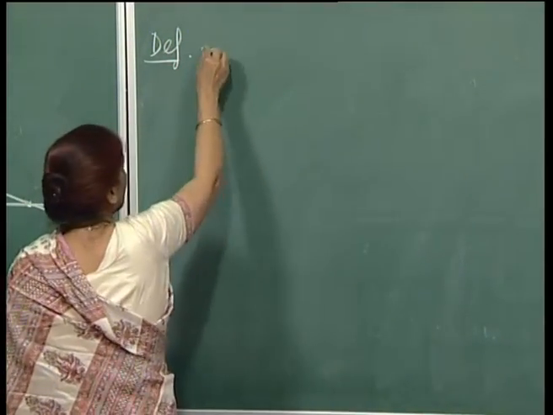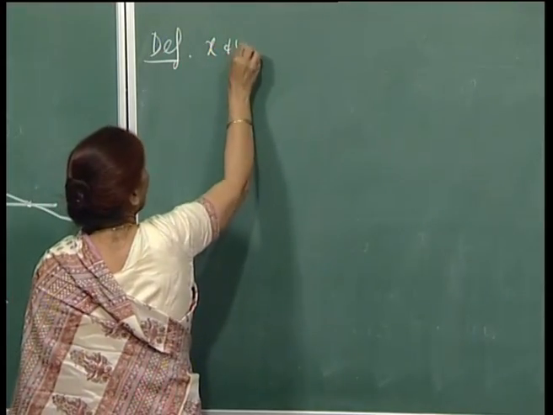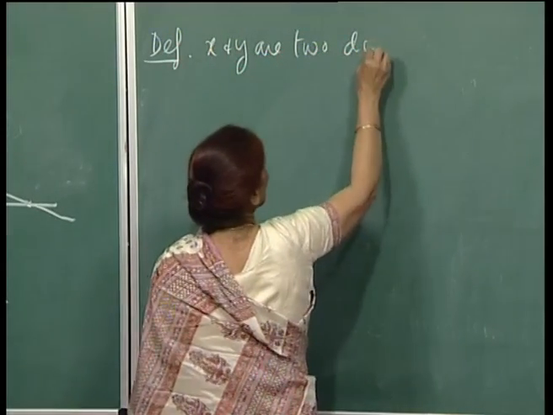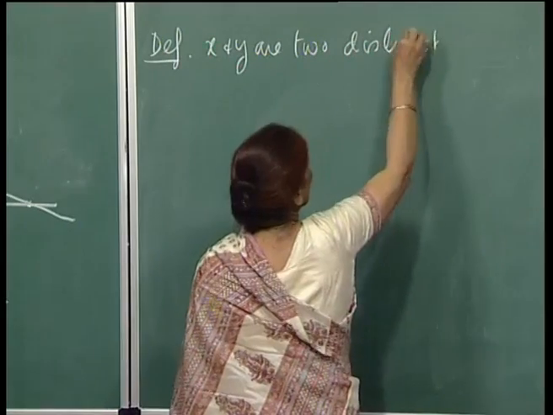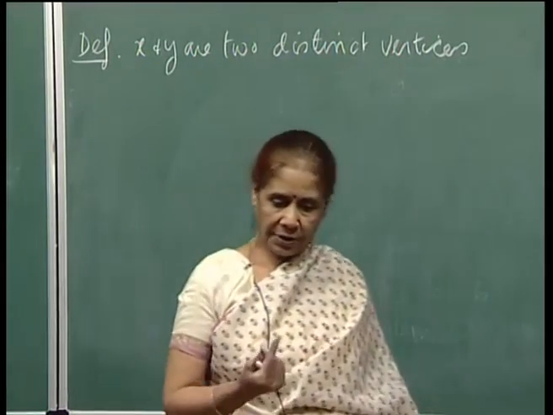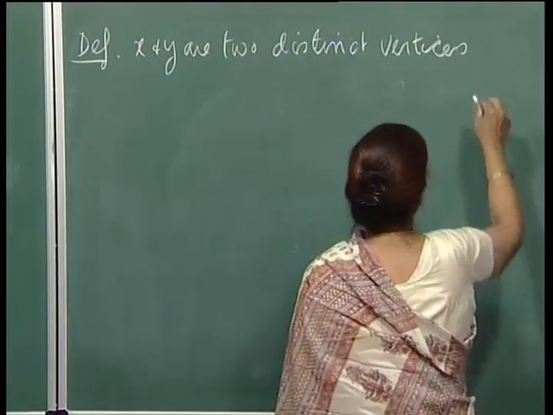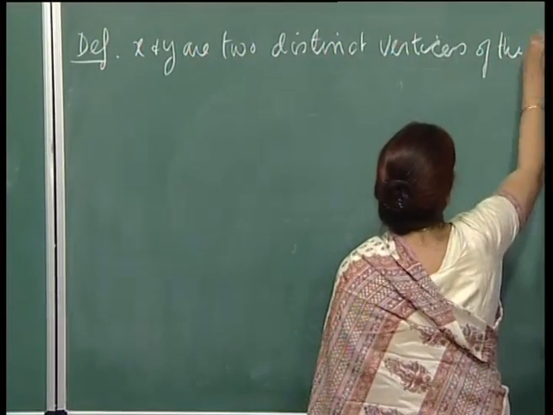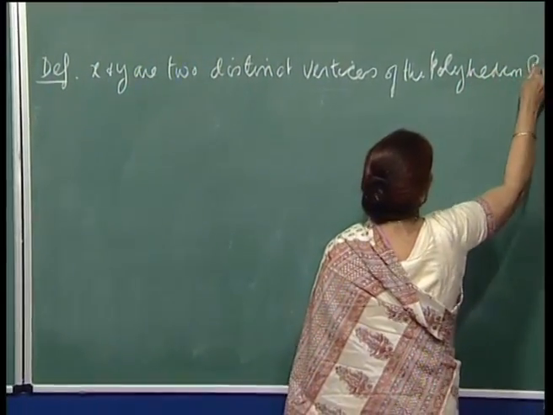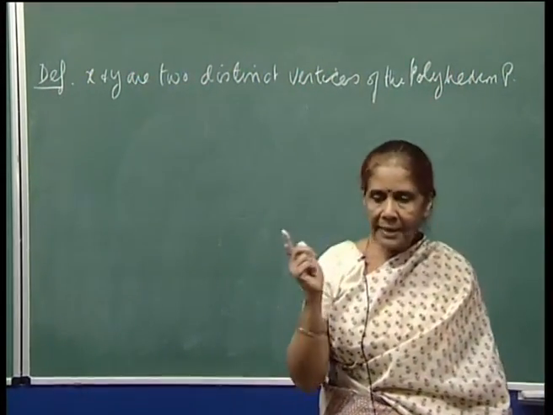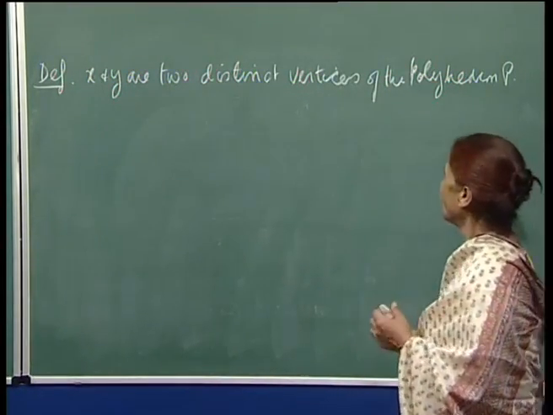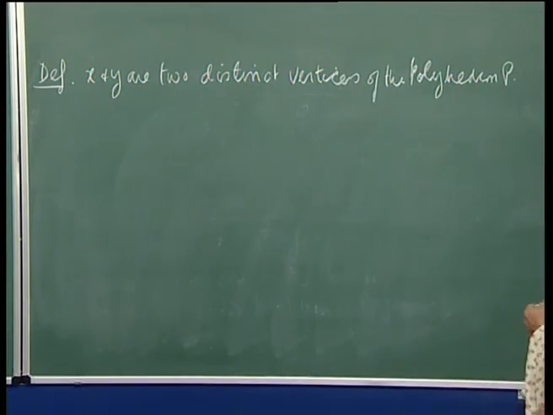So see, the thing is that, okay, x and y are two distinct vertices or extreme points. I'll be using vertices or extreme points synonymously. Vertices of the polyhedron P. It is understood that I am always referring to the standard LPP. So, therefore, the constraints are equality constraints and you have the corresponding polyhedron. So, x and y are two distinct vertices of the polyhedron P.